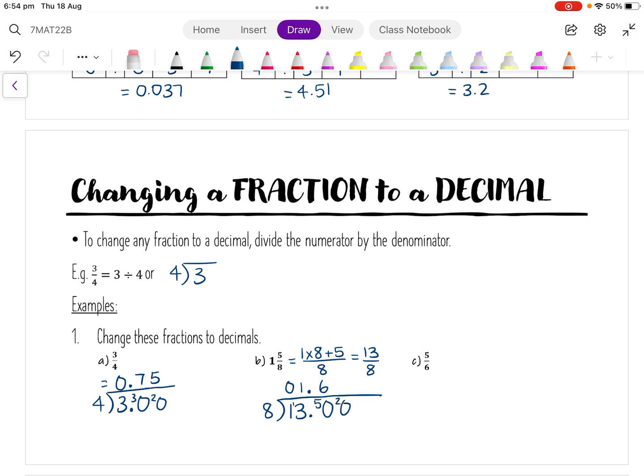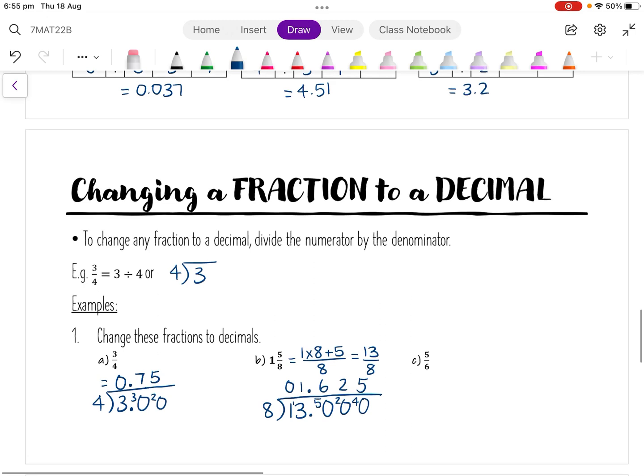We then need to say how many times does 8 go into 20? Now 8 goes into 20 2 times, as 8 times 2 is 16 with a remainder of 4. Put another 0. Now, how many times does 8 go into 40? It goes 5 times with no remainder. So that means that 1 5/8 as a decimal is 1.625.